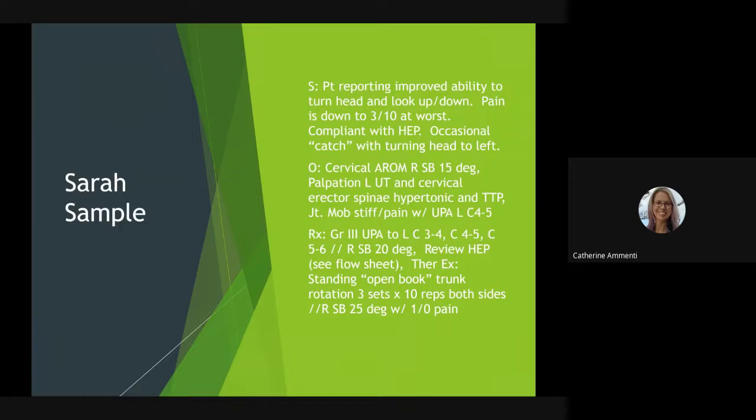So the treatment is documented as grade 3 unilateral PA to left C3-4 facet joints, C4-5, and C5-6. And then after, so those 2 forward slashes mean after that treatment, the right side bending was 20 degrees. So what I don't like about that is we are missing something. What are we missing in that treatment of the cervical spine? Think about what's missing there.